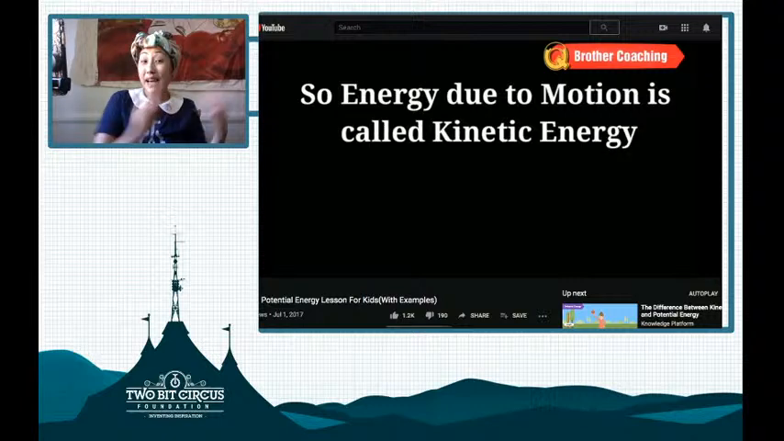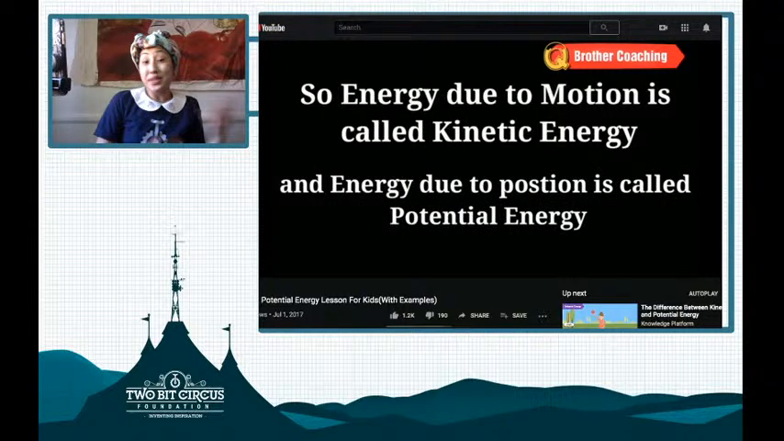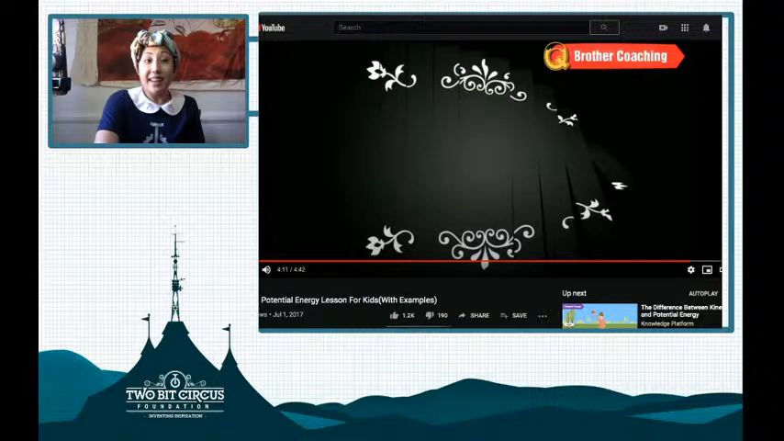So, energy due to motion is called kinetic energy, and energy due to position is called potential energy, if that helps you break it down any further. So, for instance, let me explain it to you again. Potential energy is based off of where something is in space compared to everything else. And then kinetic energy is expressed through that object moving, and it has to be moving in order for it to express kinetic energy. So that is our lesson for today, everyone.